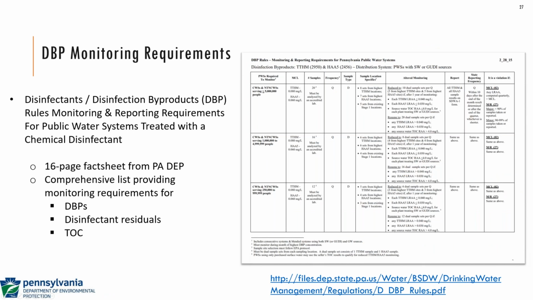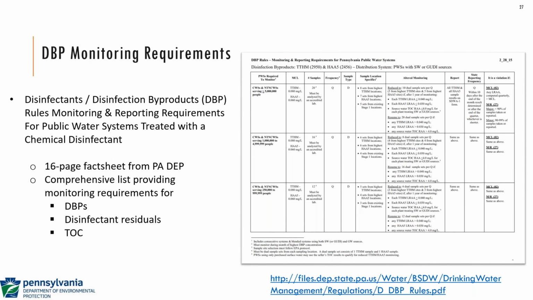Here is another chart from Pennsylvania DEP. It's a more comprehensive table that provides the monitoring requirements for not just HA5 and TTHM, but bromate, chlorine dioxide, TOC, and disinfectant residuals. It's 16 pages long and includes tables which provide information on where to take samples, how many samples are required, criteria for reduced and increased monitoring, and how to determine if there's an MCL violation.